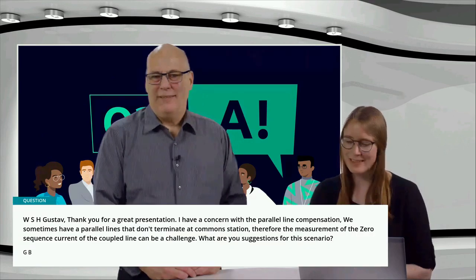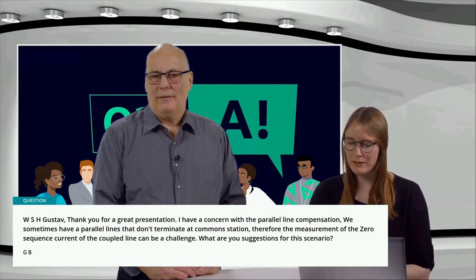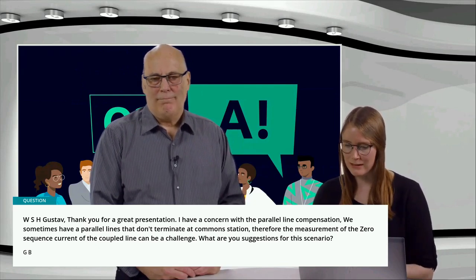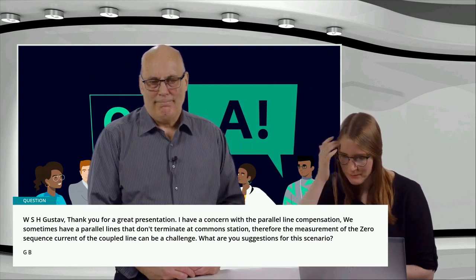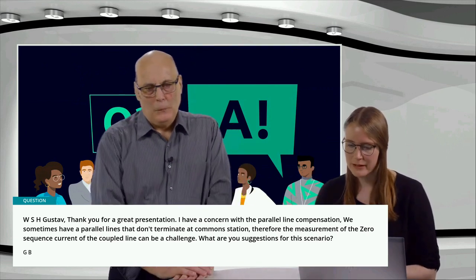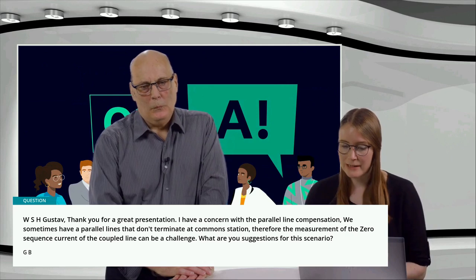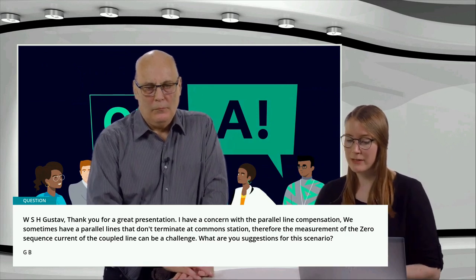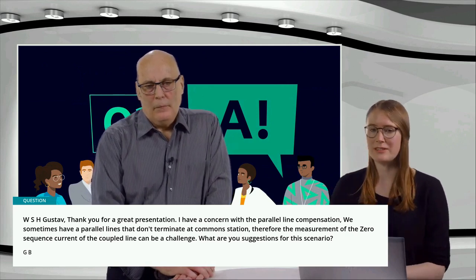So another question about parallel line compensation from WSH. Gustav, thank you very much for the great presentation. I have a concern with parallel line compensation. We sometimes have a parallel line that doesn't terminate at common stations. Therefore, the measurement of the zero sequence current of the coupled line can be a challenge. What are suggestions for this scenario?